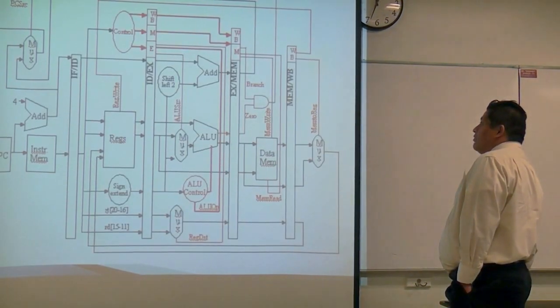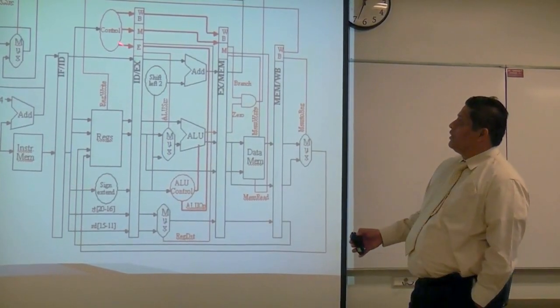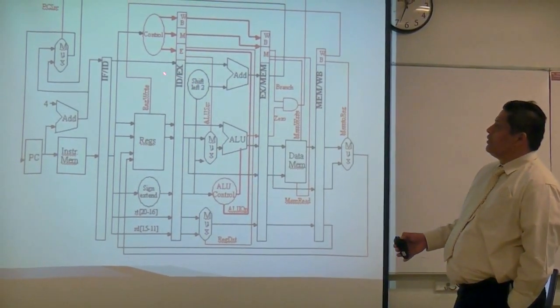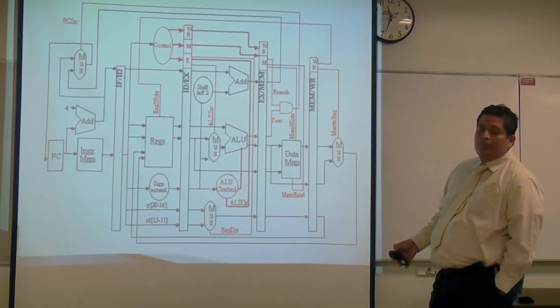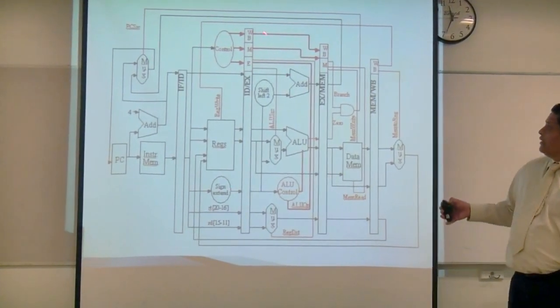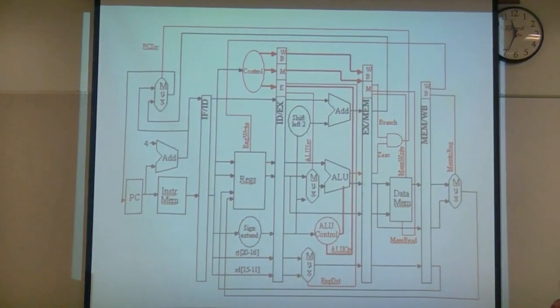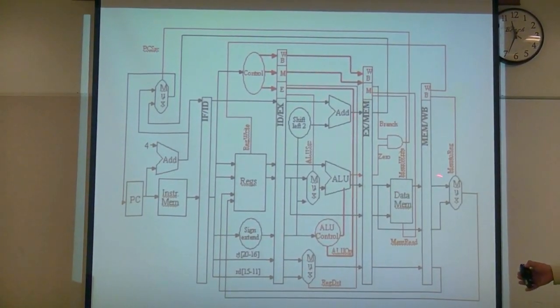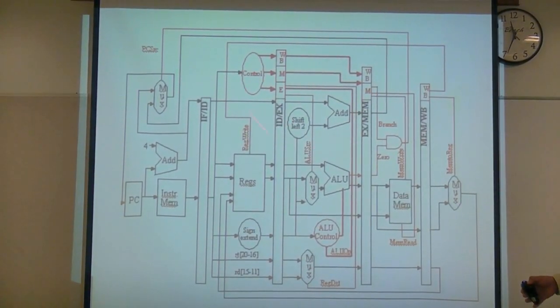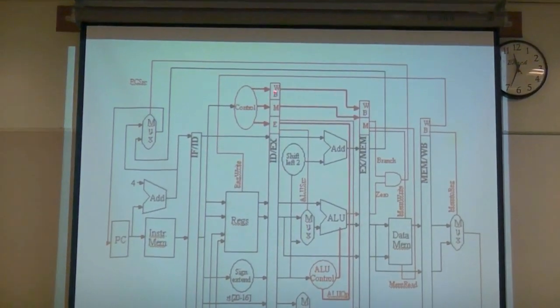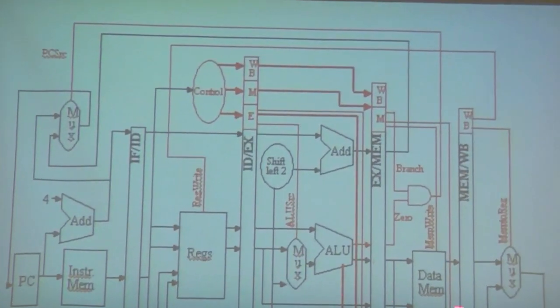However, that doesn't stop there. With our control unit, the control signals have to be saved as well. So we're going to need to make actually 1, 2, 3, 4, 5, 6 new registers that will hold, for each step, one part of the instruction. Doing this, the pipeline will work.